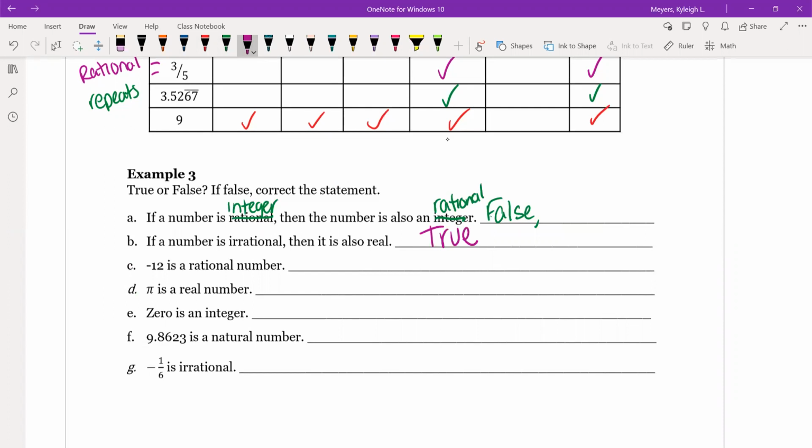I want you to pause and try C, D, E, and F. Make sure you correct them if you say false. Hopefully for C, D, and E, you got true. The last two were false. 9.823 is not a number I can count on my fingers. It is a decimal that terminates, so it's rational. -1/6 is a fraction, fractional, rational. If this is confusing, don't worry, we'll do lots of practice, okay?